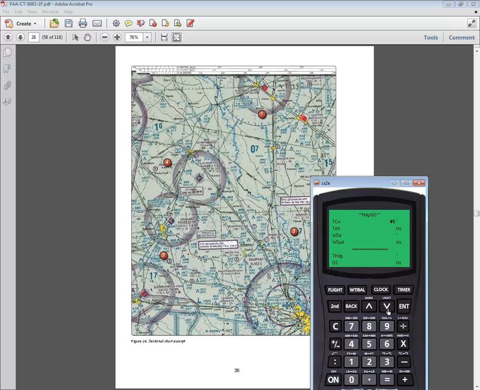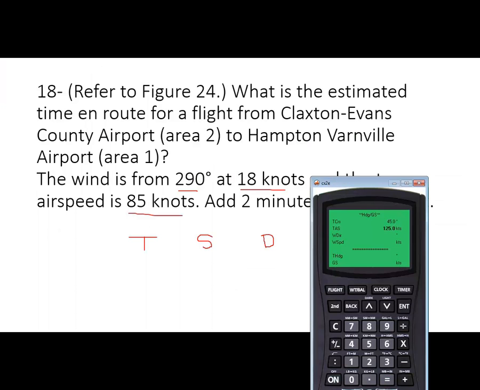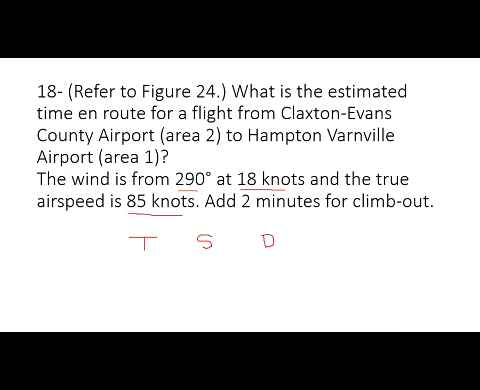45 degrees. True airspeed, given from the question, is 85 knots. Wind, it says, is from 290 degrees at 18 knots, and that gives us a ground speed of 91 knots. Now the distance between those two airports measured with a plotter is 51.5 miles.